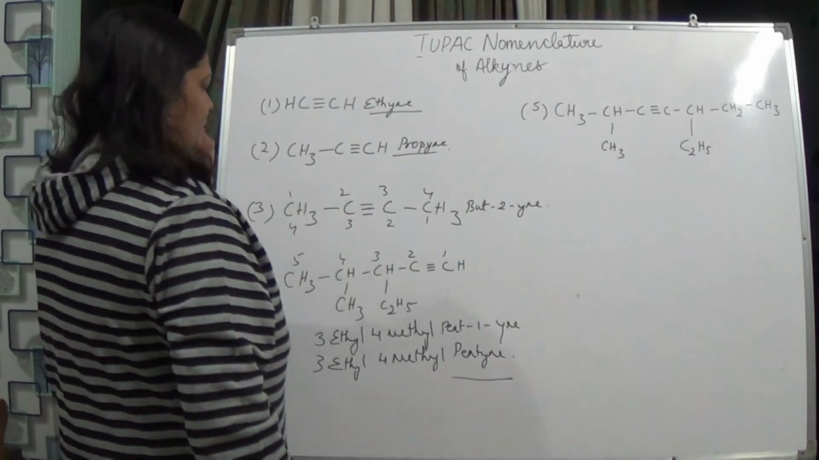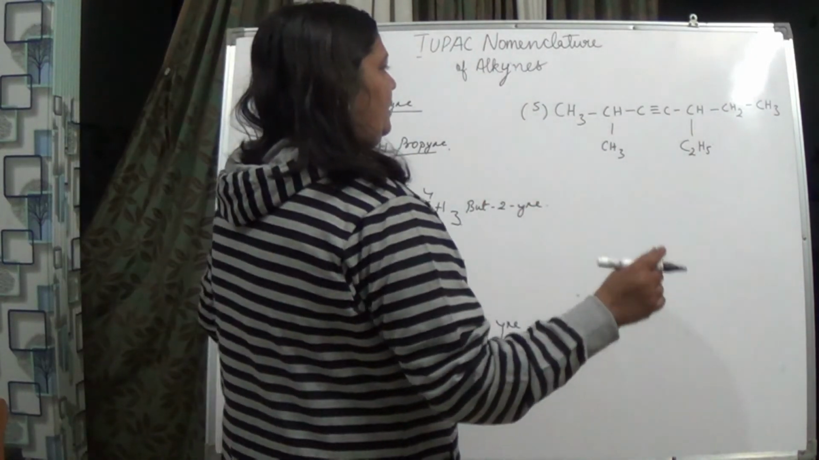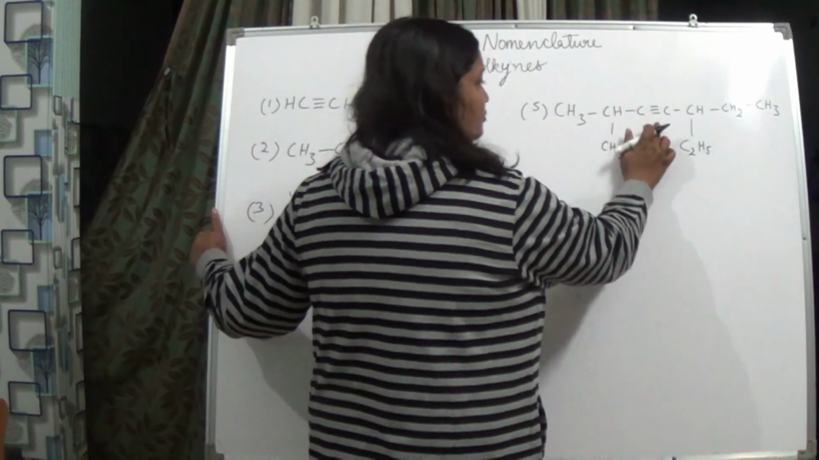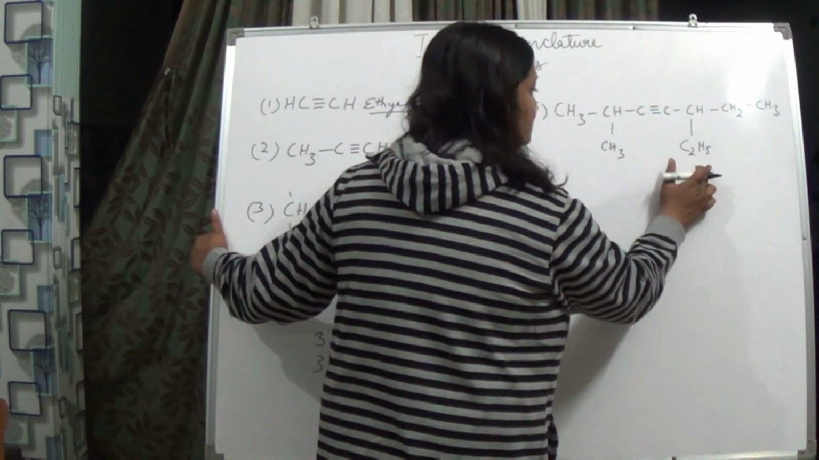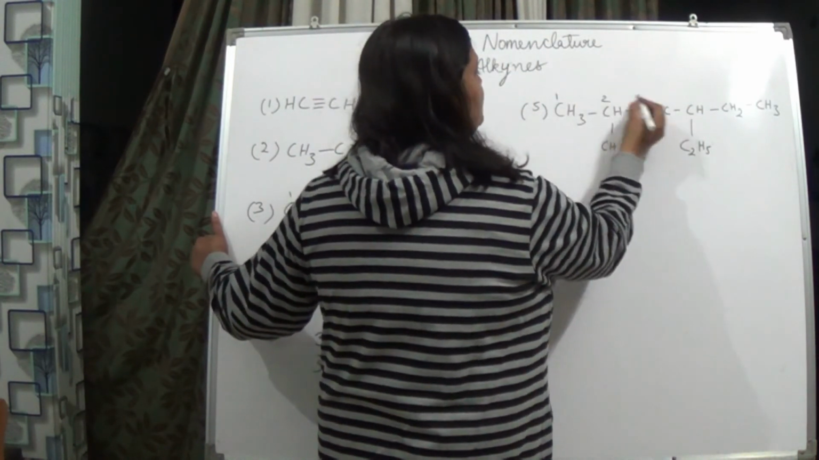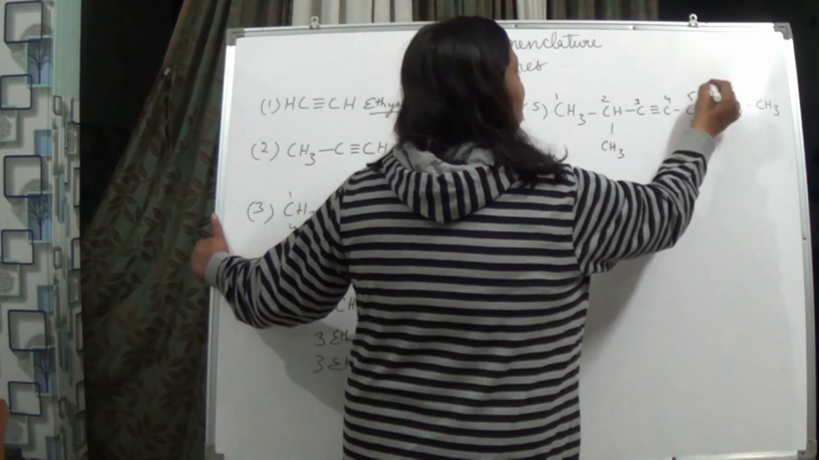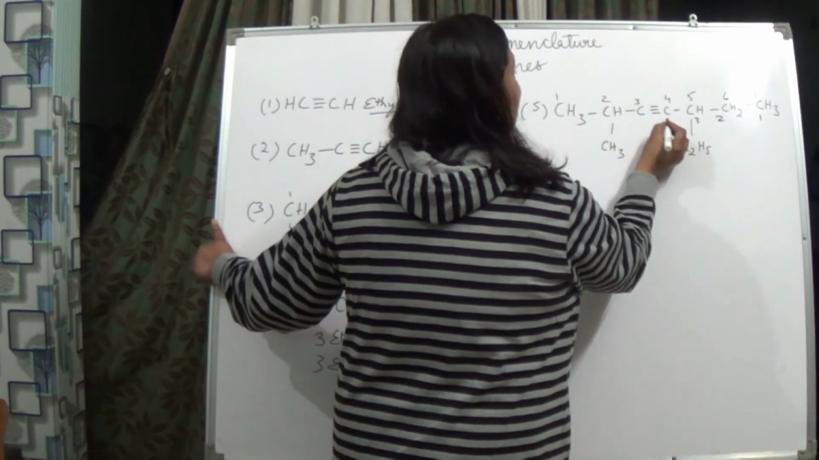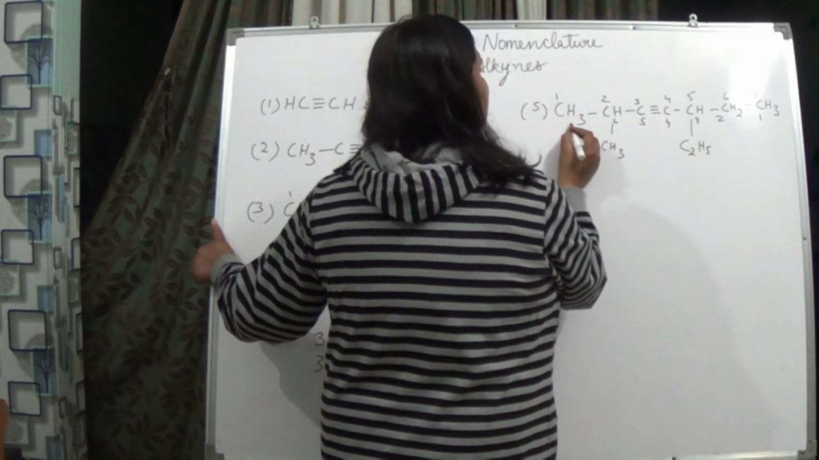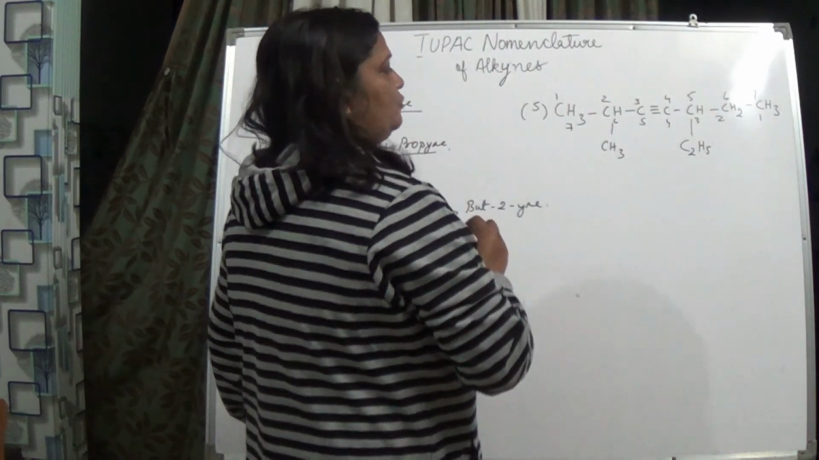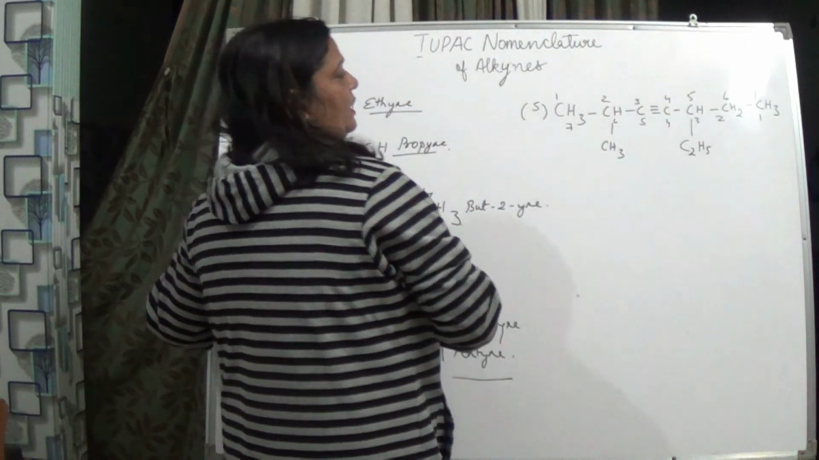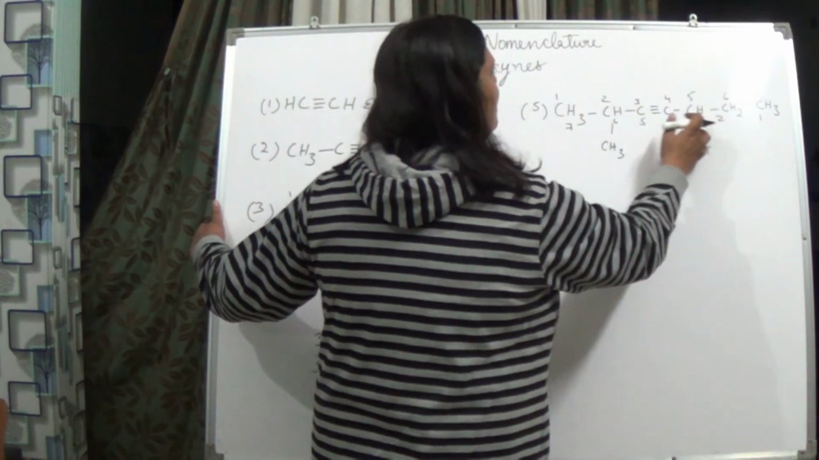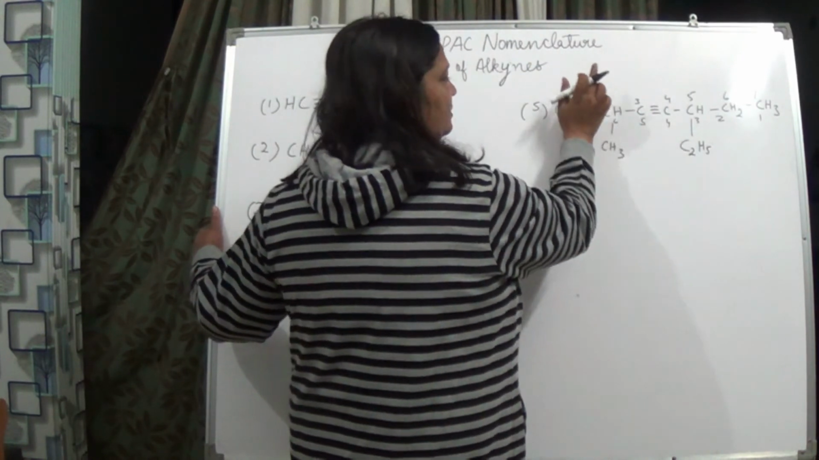Now coming to the next example. Here how will we name it? We have to see from where the triple bond is coming first, not this and not this. If we count from this side, 1, 2, 3, 4, 5, 6, 7. From here if we count, 1, 2, 3, 4, 5, 6, 7. So from where do we have to count first? In this, the triple bond is coming in the third position. From here it is coming in the fourth position. So this will be taken.